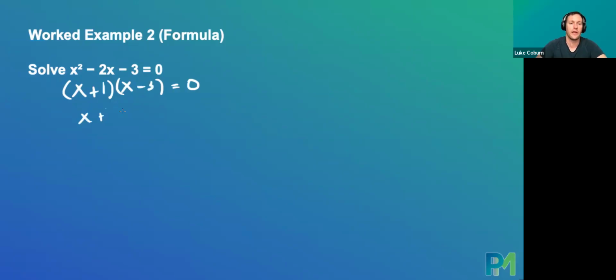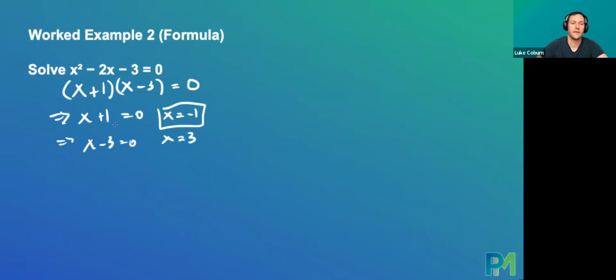So x plus 1, that will work, is equal to 0. So that gives me x is equal to minus 1. And then x plus minus 3 is equal to 0. So that'll give me x is equal to 3. Okay, so I'll just have it implies, implies, and implies, and implies.